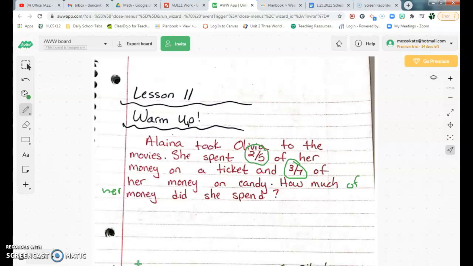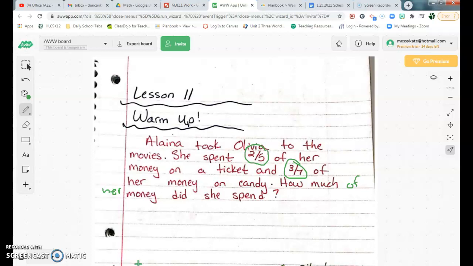So she started off with the whole amount of money. She spent 2/5 of it on a ticket and 3/7 of it on candy. What do I need to do with those two fractions in order to figure out how much of her overall money did she spend? I want you to try this one on your own for the warm-up, and when you hit pause, solve it out. When you are ready for me to go over the answer, you're going to hit play.